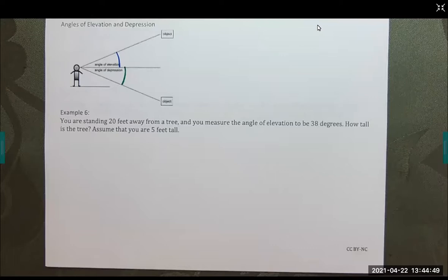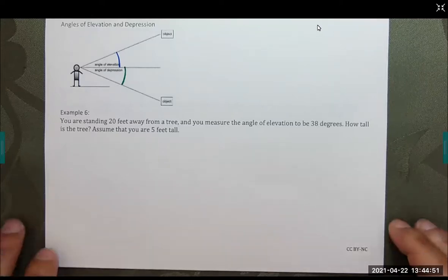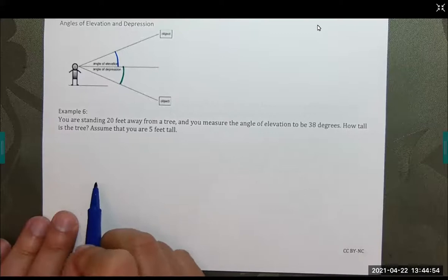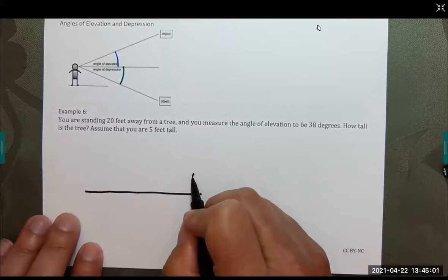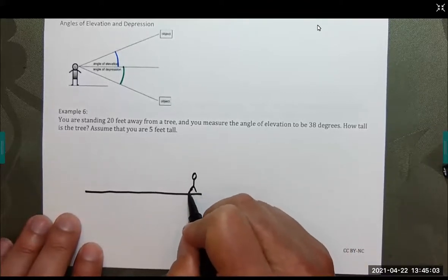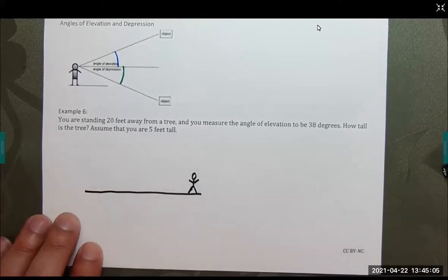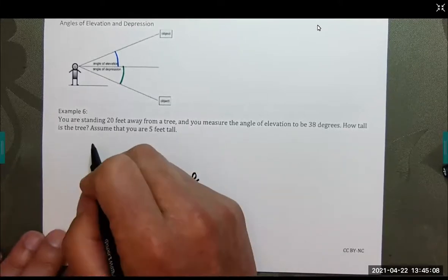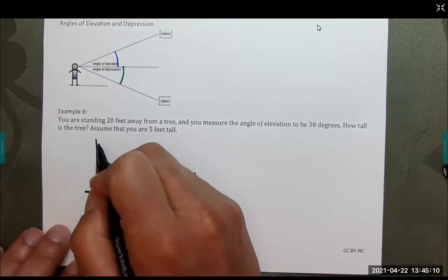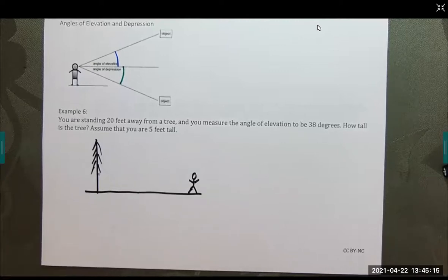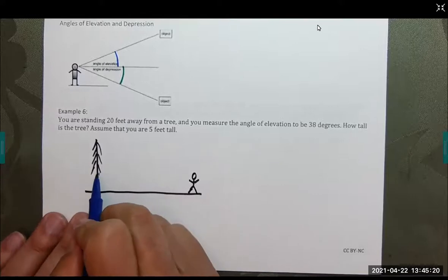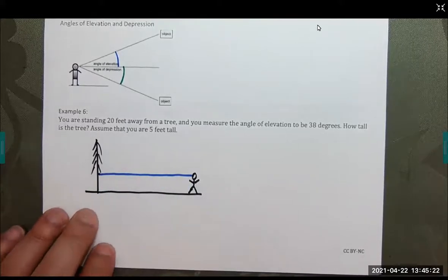Now, this one's a little more involved, maybe it sounds. So here's the ground. Here's you. You're on the ground. And then we have our tree. And they wanted to be clear that you are 5 feet tall.